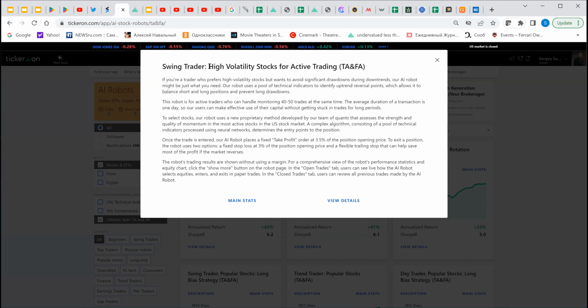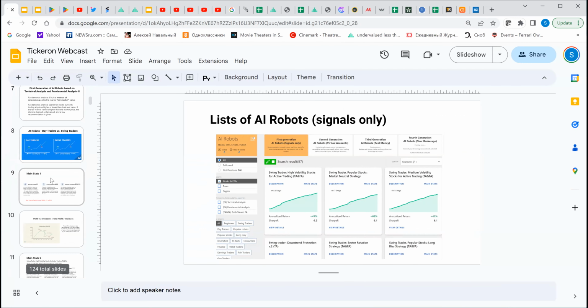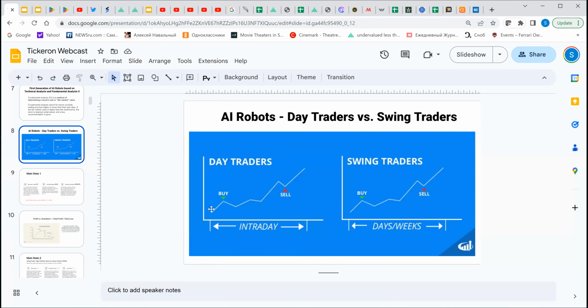So you see it's a swing trader, highly volatile stocks for active trading, okay? So what is a swing trader? Let's move on here. As you can see, day trading is when you try to open and close positions within one day, and swing traders can hold positions for a day, 2, 3, 4, maybe a week or two. Okay, so that's the swing traders.